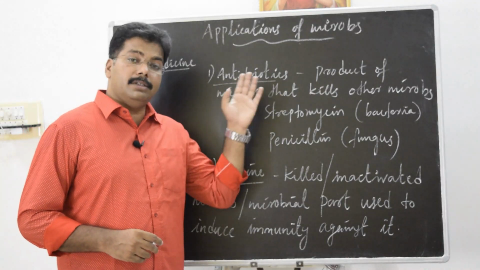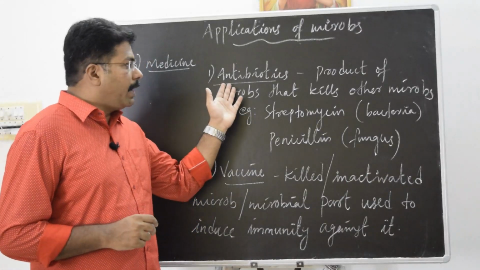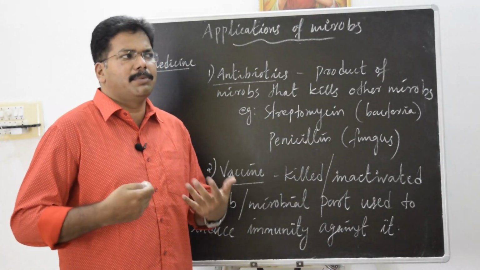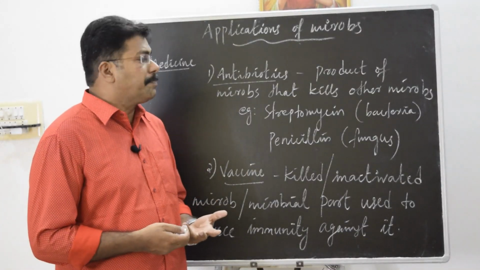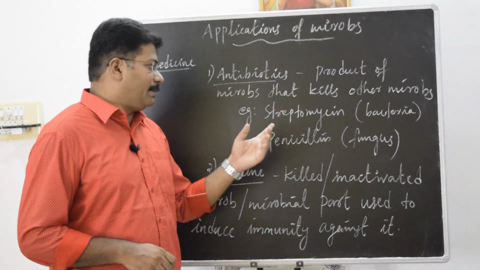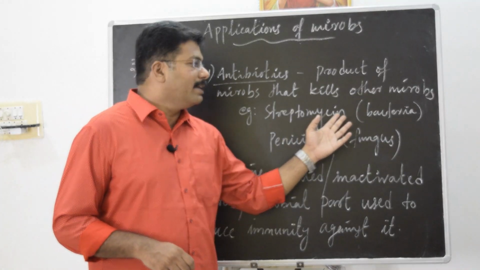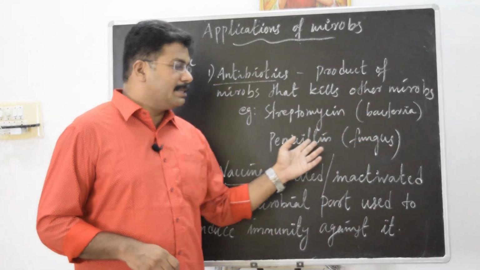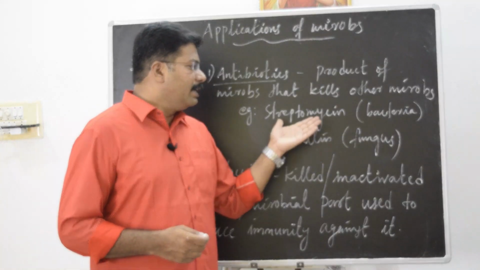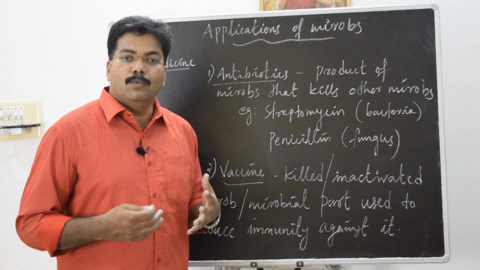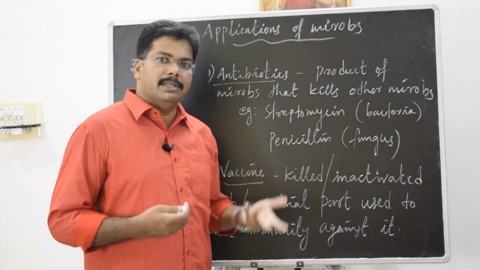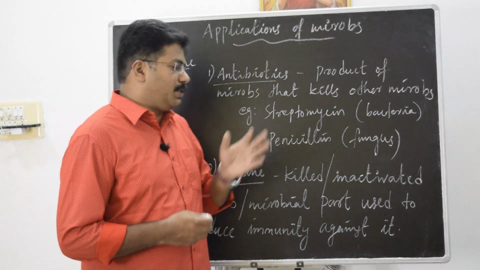What are called antibiotics? Antibiotics are products of microbes itself, that the microbes are producing some chemicals or proteins that will kill the other microbes. Examples: streptomycin is produced by a bacteria and penicillin is produced by a fungus, Penicillium notatum. So these products, penicillin, streptomycin, will kill the other microbial growth. That means we can use this as a medicine. Am I correct? That is the first use.